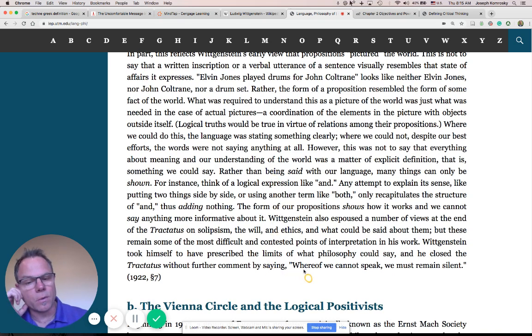I like this last quote. Whereof we cannot speak, we must remain silent. So unless you have a clear understanding of the words you use and you know what you're trying to say to somebody, maybe it's best just to remain silent and just say, look, I don't know. It's a good starting point, right?